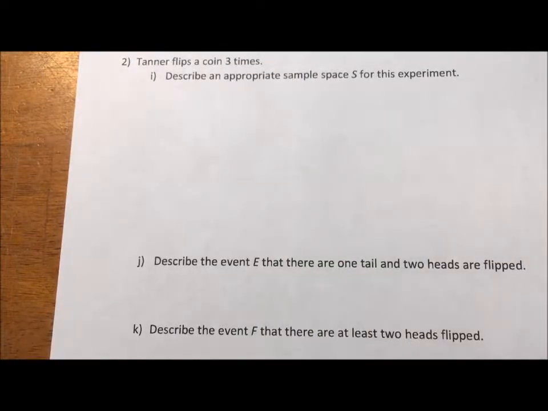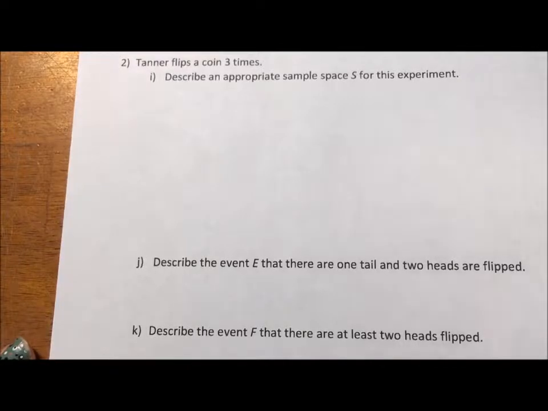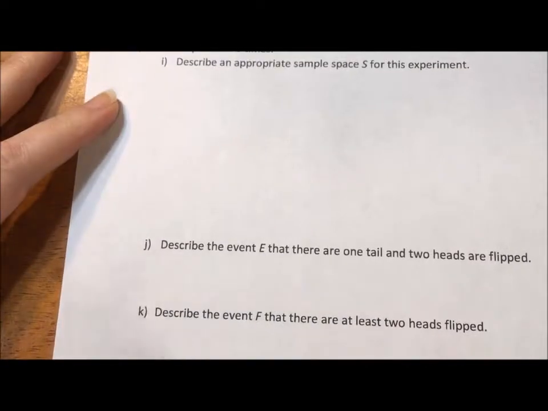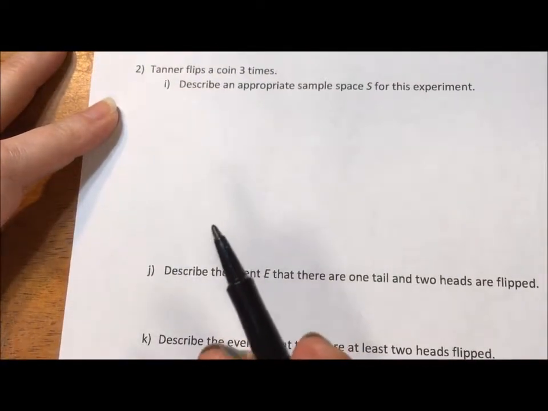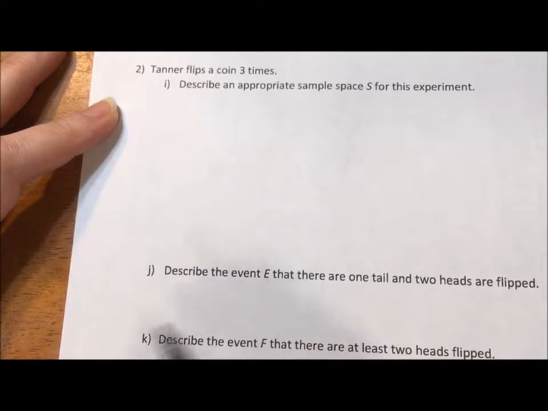Today I'm doing a series of videos on sets and probability. For this question, it says Tanner flips a coin 3 times. Find the appropriate sample space, S, for this experiment. Now we can do the appropriate sample space in 2 ways. One, with only 3 flips of a coin, we could do a tree.